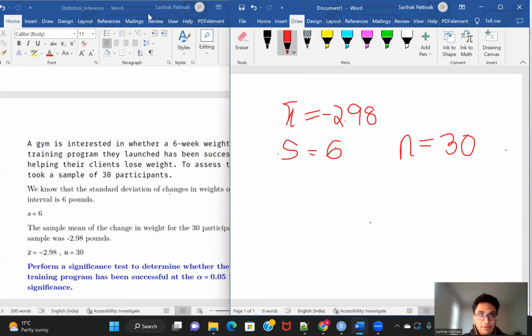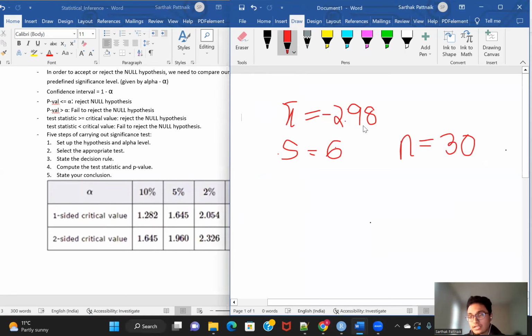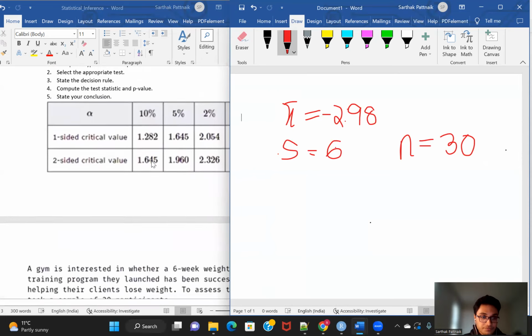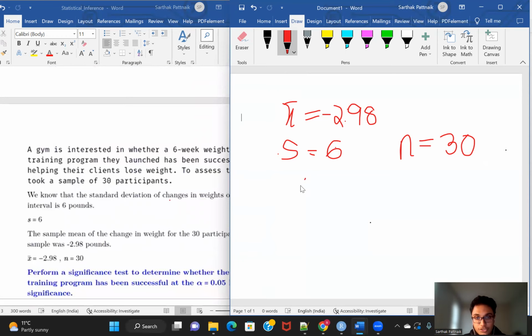If we have to go step by step, as we have seen in the previous session, these are the 5 steps for carrying out a significance test. Let's do it accordingly so that we have an idea how to solve a question on hypothesis testing. So step number 1 is set up the hypothesis and alpha level. We have already been given an alpha level of 0.05.